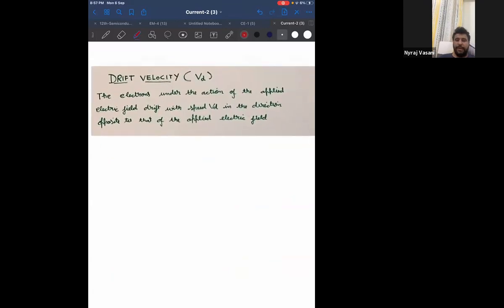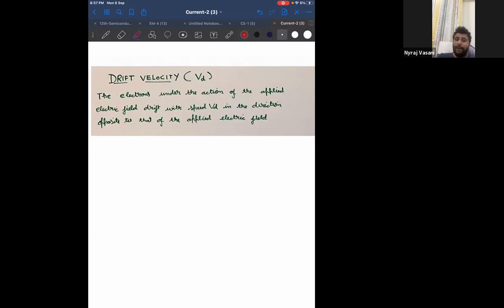Now there is something called drift velocity. Remember one thing, don't write this. Drift velocity unit will be meter per second because ultimately it is velocity. Now, what is the meaning of drift velocity? Electrons always travel in the direction opposite to that of the applied electric field with the velocity called drift velocity. That means if everything is going in one direction in a circuit, electrons go in the opposite direction with the velocity called drift velocity.